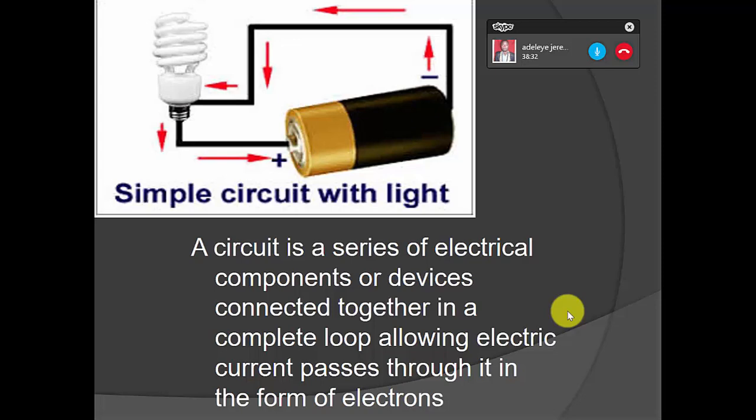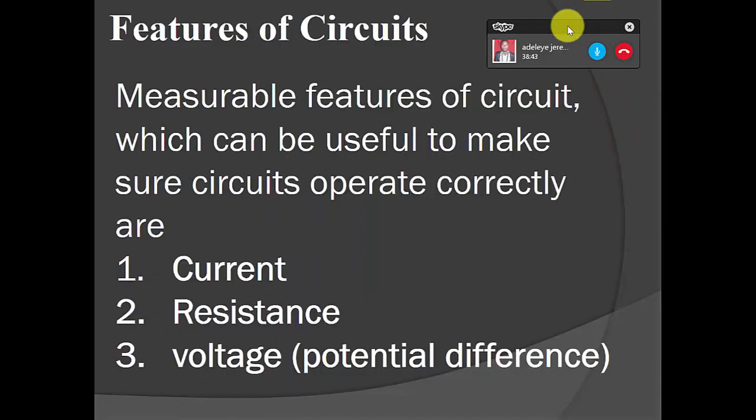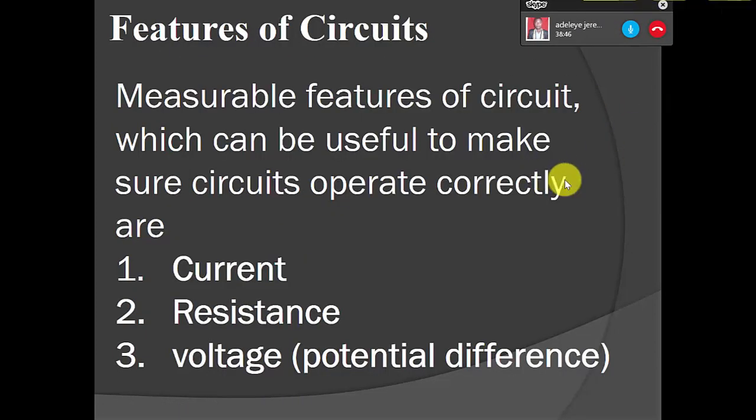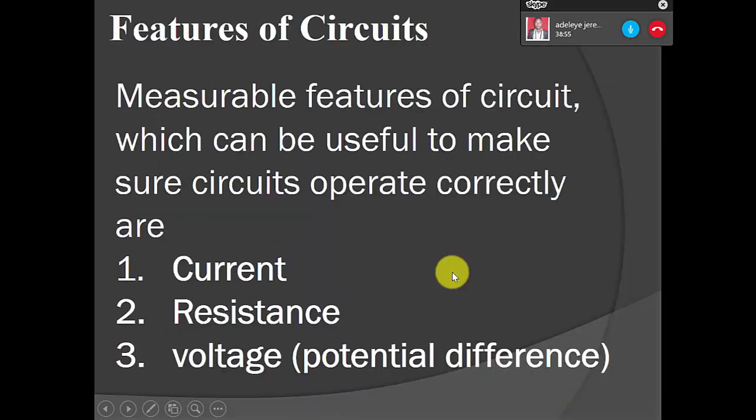Then I quickly move to slide 6. We talked of components. What are the types of components that can pass through a circuit? We have the batteries, the bulb, the resistors, inductors, switches, and the rest of them like that. You can see the picture on the right hand side. So we quickly move to slide 7. We're talking about circuits. What are the features? The first one is the current. The second one is the resistance. And the third one is the voltage.